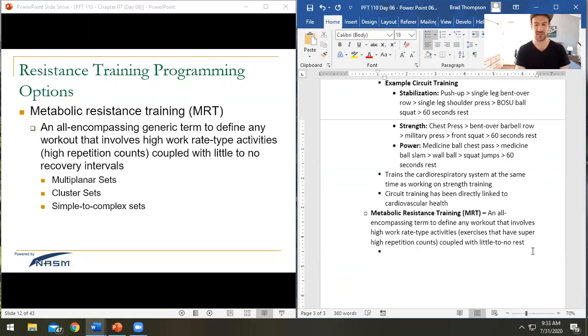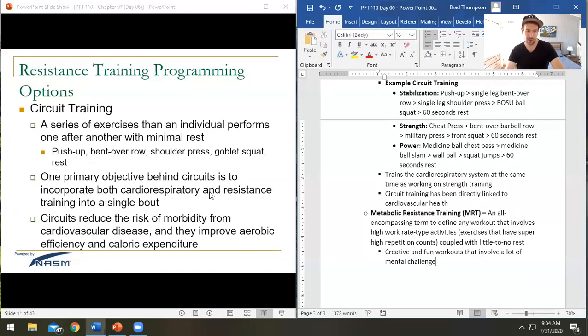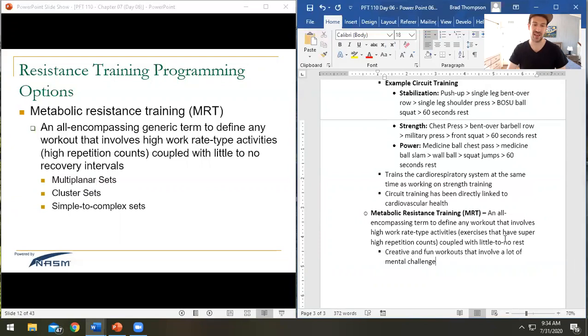I really like these because these can often be very creative and fun workouts that involve a lot of mental challenge. That's what I really like about this. These are often very, very mentally stimulating. So the three of these that we're going to see, and actually it's not in the PowerPoint, so I'm going to have to dive into the text real quick, are going to be things like multi-planar sets. So I got to open this up real quick.